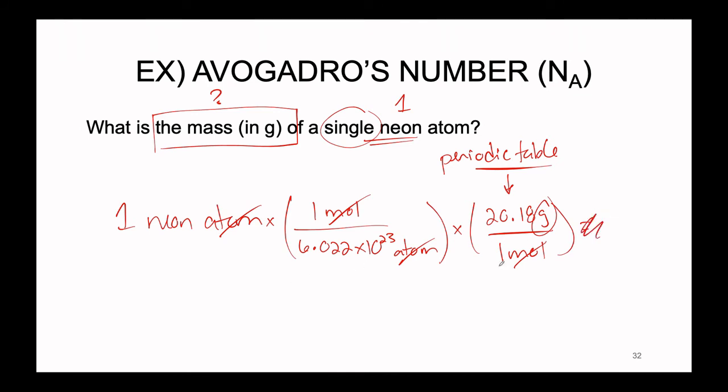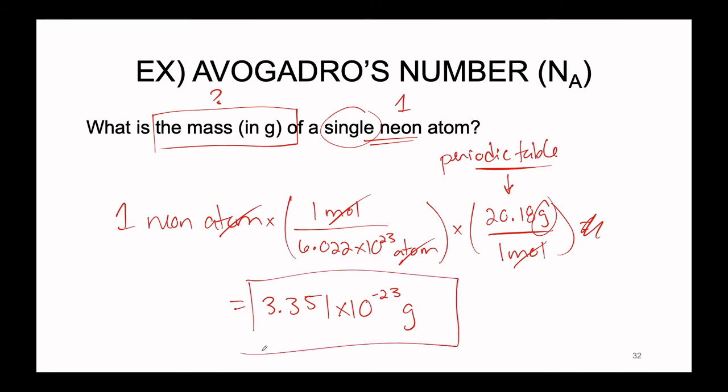I'm actually going to rewrite it down here. There's more space down here. So if we crunch these numbers, what is the mass of the single neon atom? The mass of a single neon atom is 3.351 times 10 to the negative 23 grams. So this is a super tiny mass. It's like 0.0000. Basically, we have 22 zeros in a row before we hit 3351.